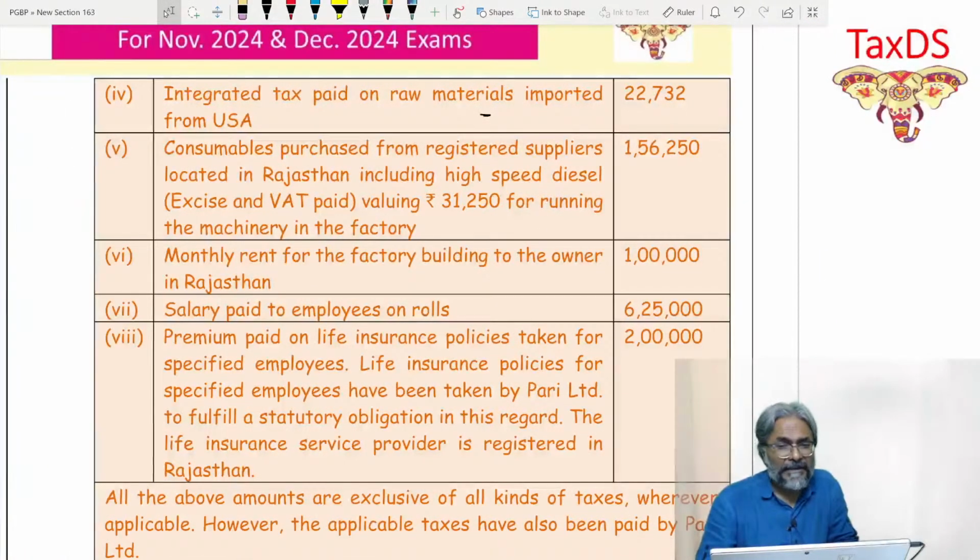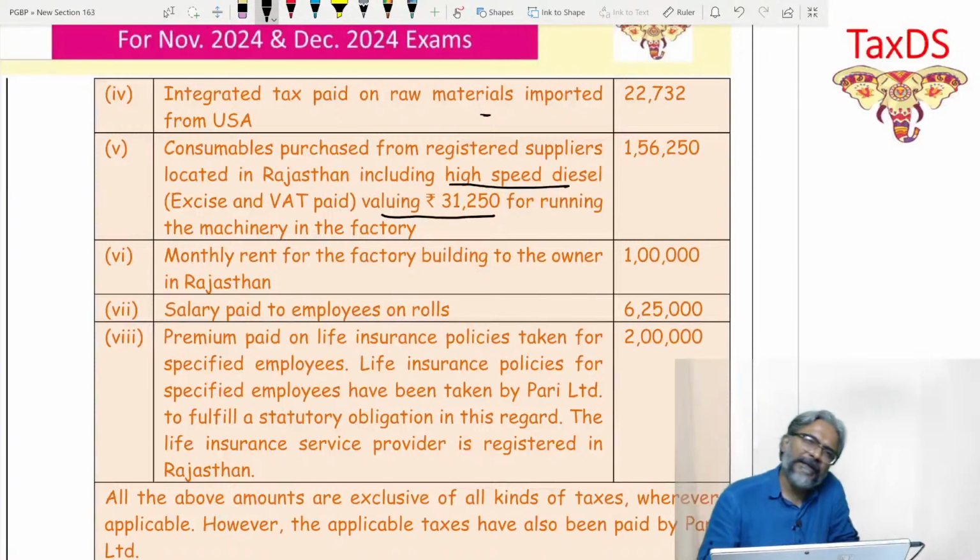Consumables purchased from registered suppliers located in Rajasthan, including high speed diesel valuing rupees 31,000 for running the machinery in the factory. So, students, for the high speed diesel, tell me whether you will be eligible for the ITC. The answer is no, same reason. And for the balance amount, can you avail the credit? Yes, CGST and SGST credit. Why CGST, SGST? Because it has been procured from a supplier in Rajasthan. Therefore you will be eligible for CGST and SGST credit on the balance amount.